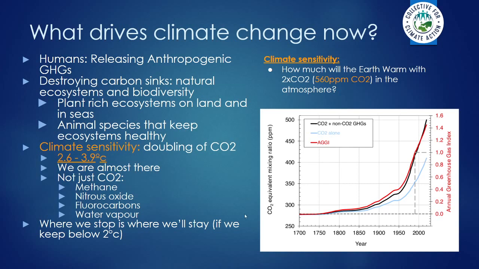But if you add in the other greenhouse gases like methane and nitrous oxide and fluorocarbons, then it takes us up to close to 500. And 560 will be double that. And if our climate settles at that level, then we will have warming of about 3 degrees C, which would be really, really bad news.